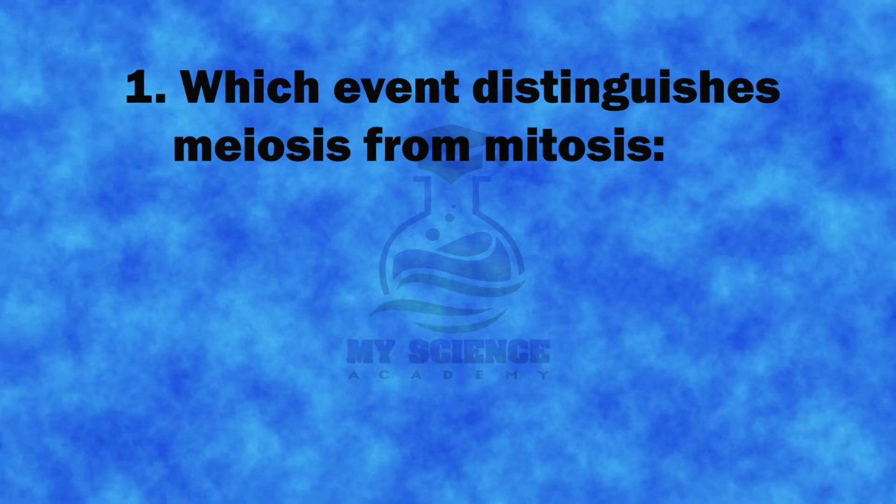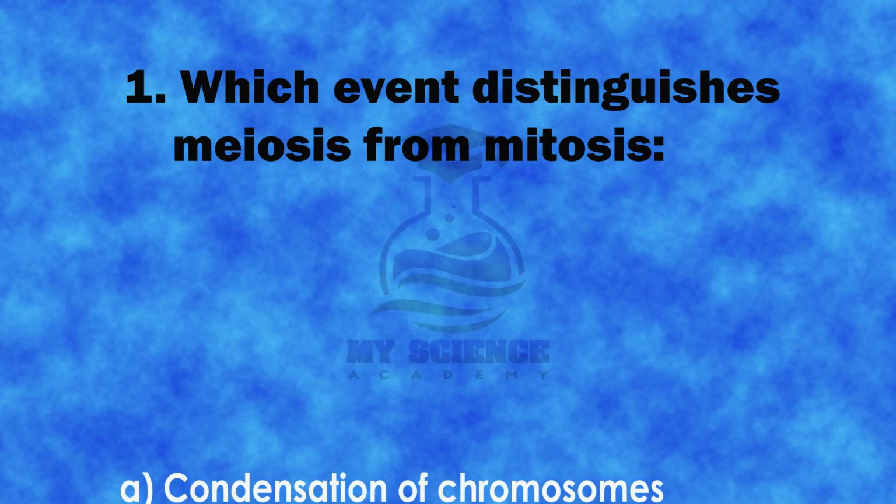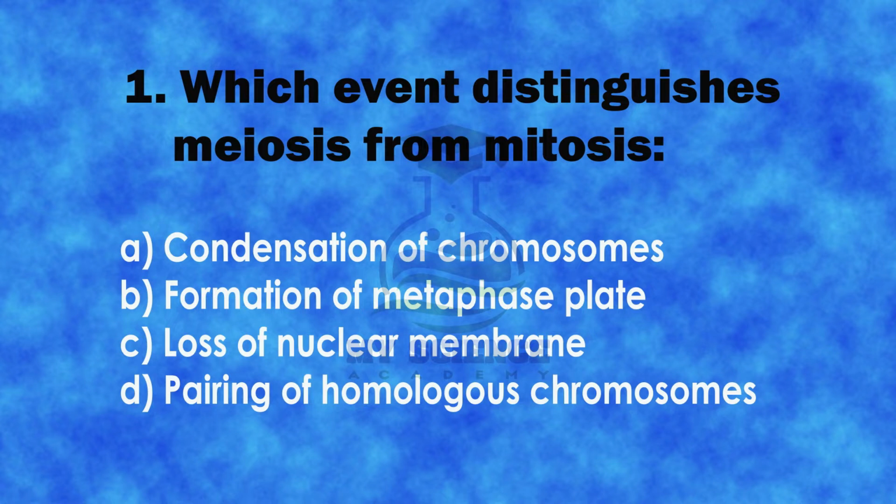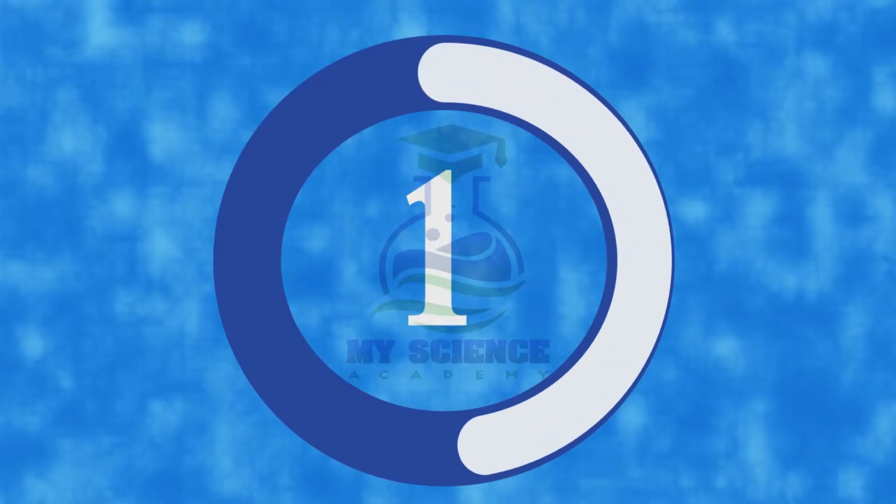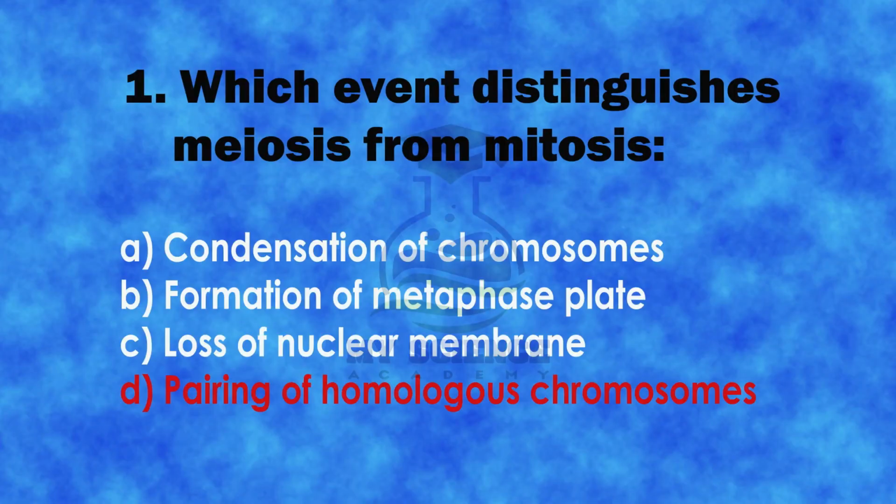उसकी प्रैक्टिस करेंगे। Number 1. Which event distinguishes meiosis from mitosis? A. Condensation of chromosomes. B. Formation of metaphase plate. C. Loss of nuclear membrane. D. Pairing of homologous chromosomes. Correct answer is D. Pairing of homologous chromosomes.